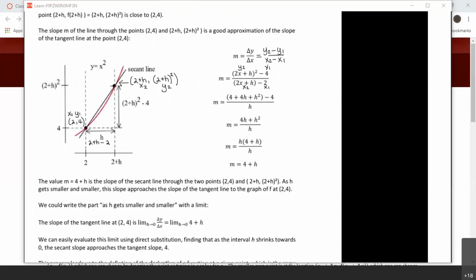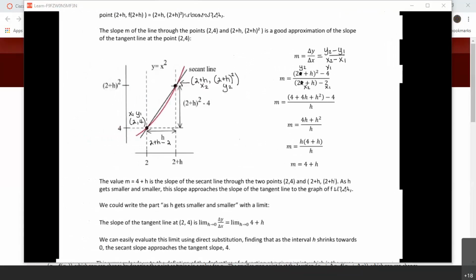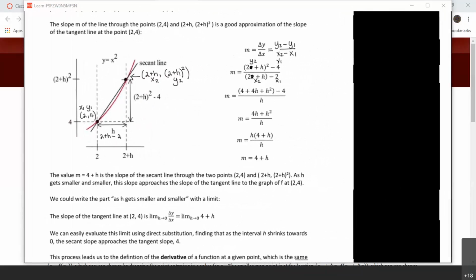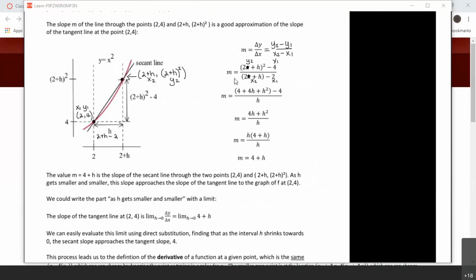Okay, here's the problem. It should be 2 plus h, not 2x plus h. The graph is correct, and I just fat fingered it when I typed it in. So there should be no x's in here, because this point isn't 2x, it's 2.